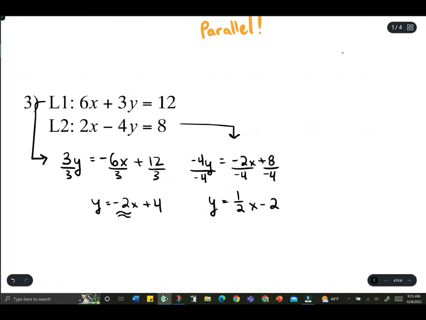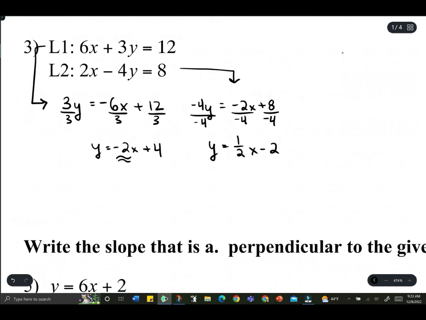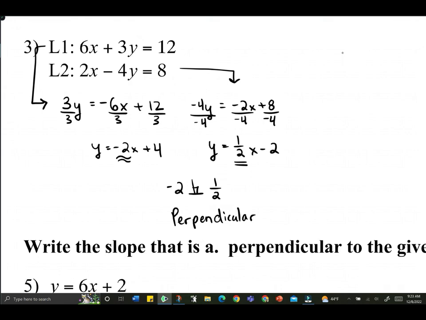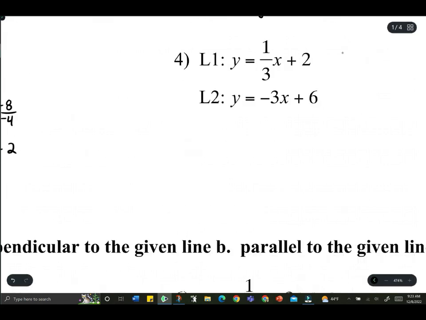I know I kind of gave the secret away before, but notice here, 1/2 and negative 2. Negative 2 and 1/2 are opposite reciprocals, so these two are perpendicular. If you need more examples of what perpendicular slopes look like, let me know, but that's what's going on. This negative 2 is really negative 2 over 1, so you're switching and making one opposite. Okay, so one more example here. Hopefully you're getting the idea.